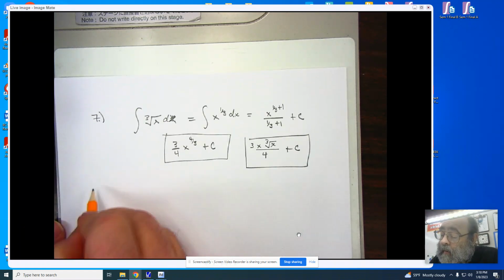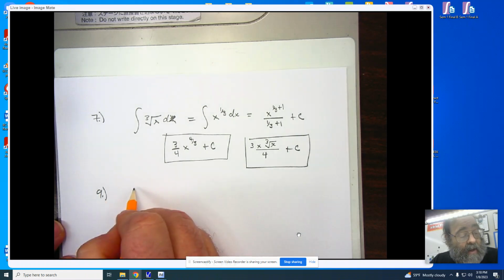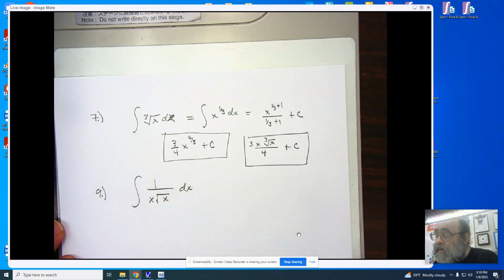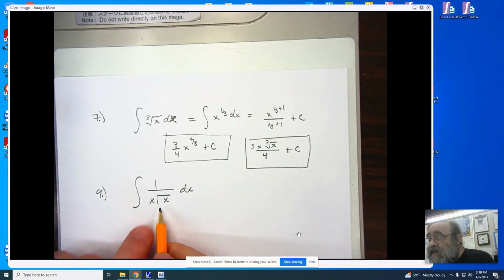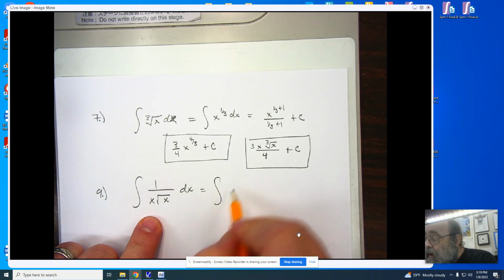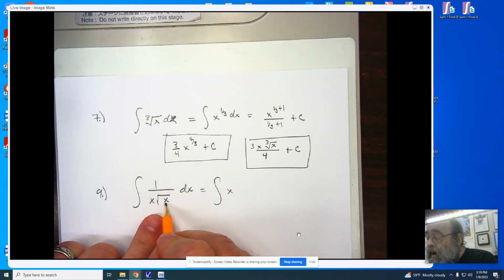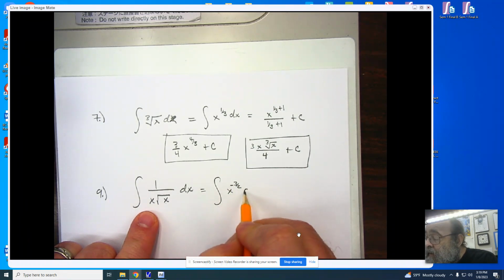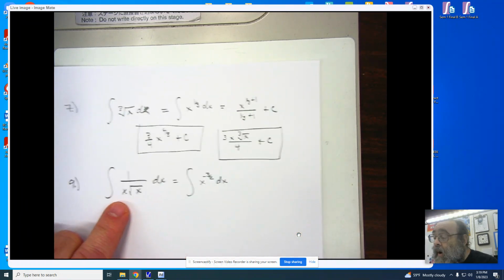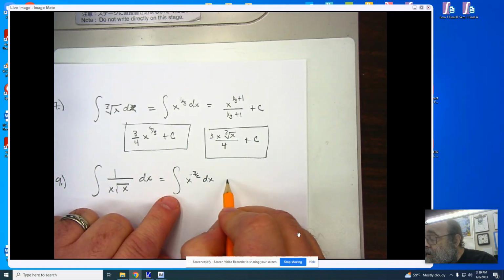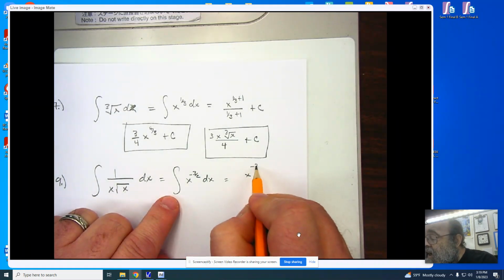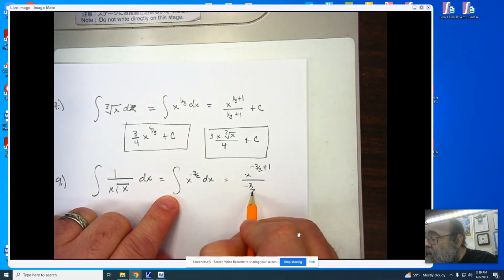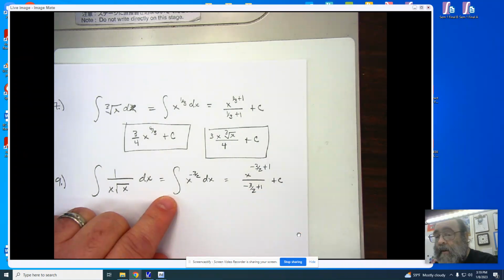For number 9, let's go ahead and take a look at number 9. They give us the integration of 1 over x square root x dx. Our first step is to recognize that this is really the integration of x, and we're looking at a 1/2 plus 1, and so we have 3/2 power, and it's a negative being in the denominator. This is now what we're going to integrate. We're now going to take this and say it's x to the negative 3/2 power plus 1 whole divided by negative 3/2 plus 1 whole plus c.